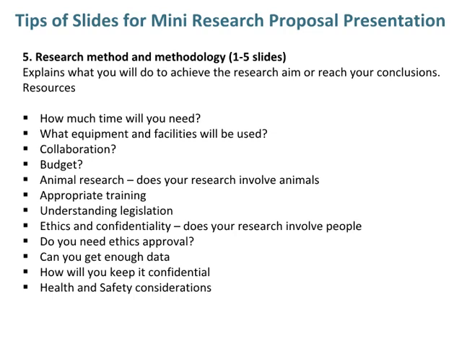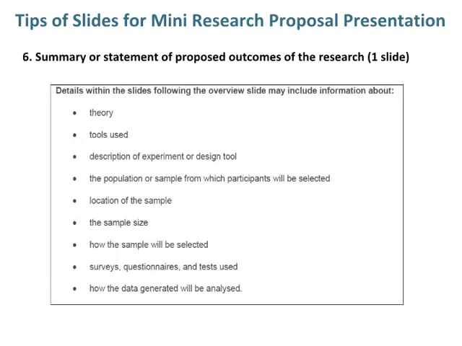Does your research involve people? Do you need ethics approval? Can you get enough data? How will you keep it confidential, and health and safety considerations? Number 6 is summary or statement of proposed outcomes of the research.